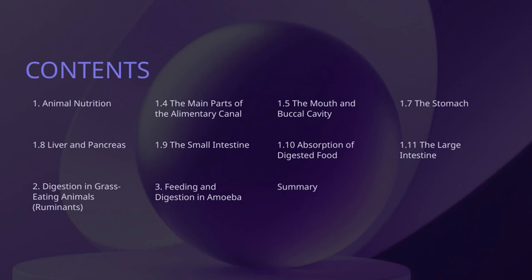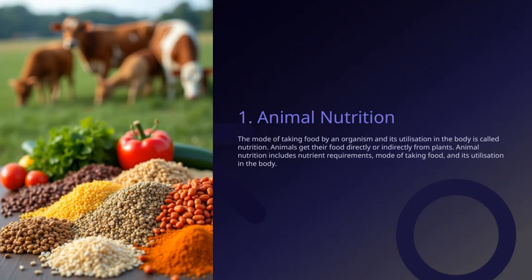All these parts connect to give us a complete picture of how animals process their food efficiently, supporting their overall health and energy needs. Let's start by understanding what animal nutrition actually is. It refers to the way animals take in food and how that food is used within their bodies. Essentially, it's about how animals obtain and utilize nutrients to stay healthy and perform their functions. Now, animals don't produce their own food like plants do, so they must get their food either directly from plants, like grazing herbivores, or indirectly, through the food chain.